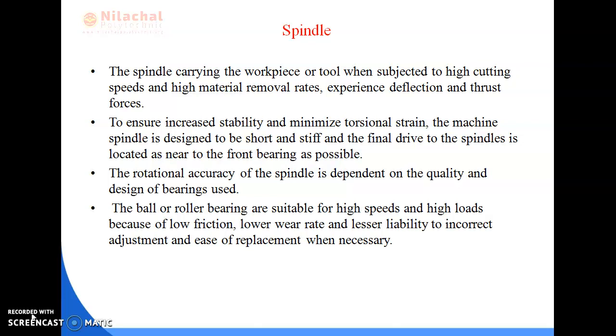The rotational accuracy of the spindle is dependent on the quality and design of the bearing used. The ball or roller bearings are suitable for high speed and high loads because of low friction, lower wear rate and lesser liability to incorrect adjustment and ease of replacement when necessary. Means here ball and roller bearings are used to reduce the friction.